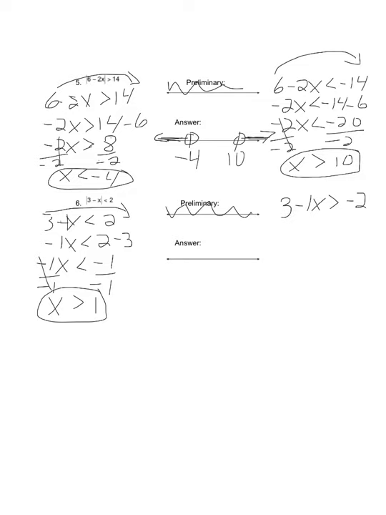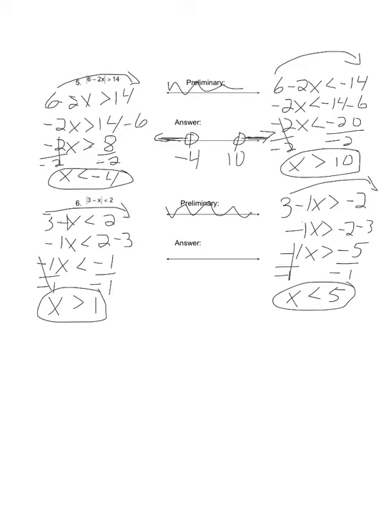The other side. Negative 1x greater than negative 2. Take the 3 across. Minus 3. Negative 1x greater than negative 2 minus 3 is negative 5. Final step. Divide by negative 1. Beep, beep, beep. Bells and whistles. X is now less than 5. So we're ready to graph it.